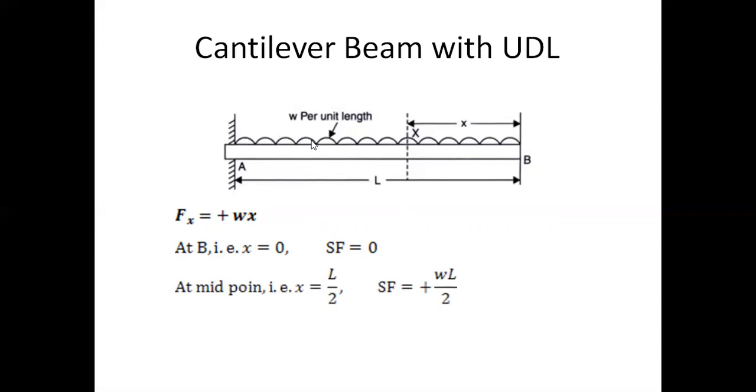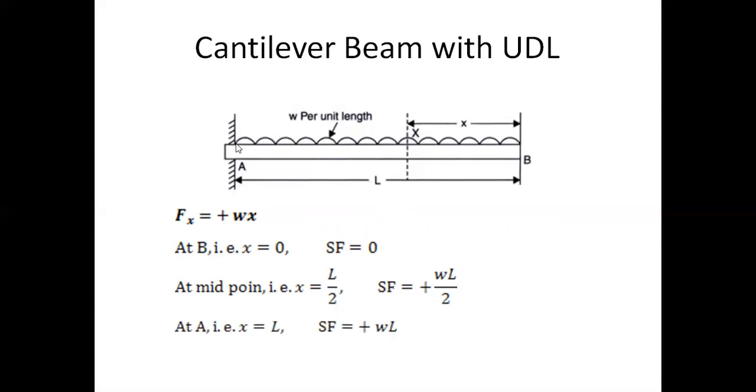Now at the midpoint, for example, the length is L by 2. Therefore, the shear force at that midpoint will be W into X, where X is L by 2. Therefore, it is plus W L by 2.